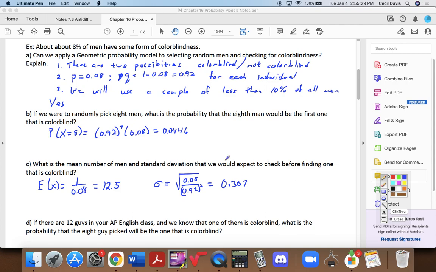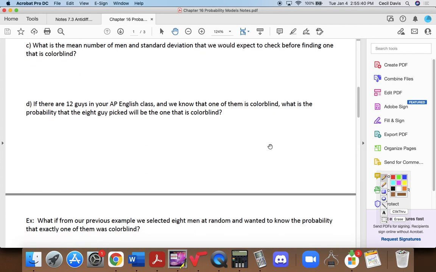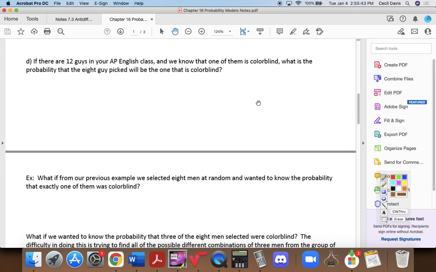All right. So let's take a look at this next one. If there are 12 guys in your AP English class, and we know that one of them is colorblind, what is the probability that the 8th guy picked will be the one that is colorblind? Probably close to 5%. You're going to be surprised.